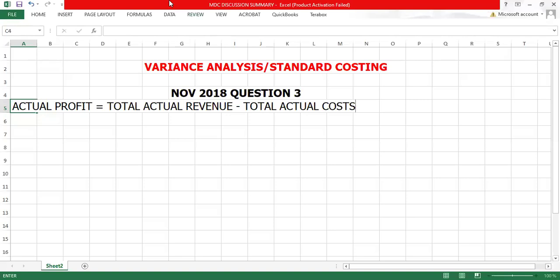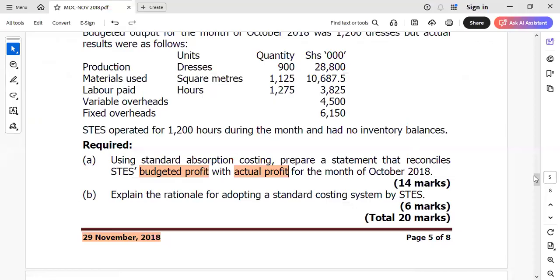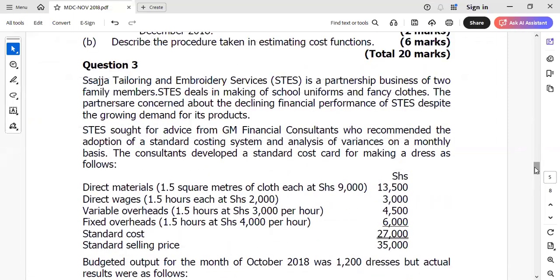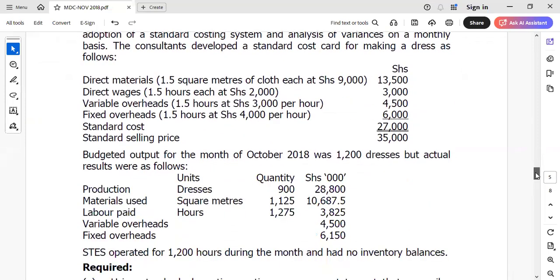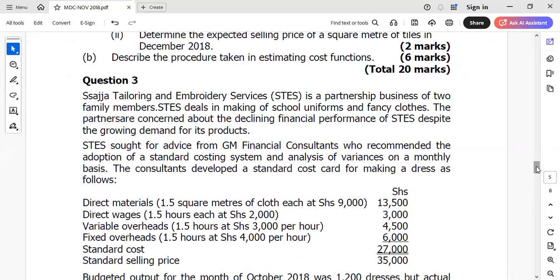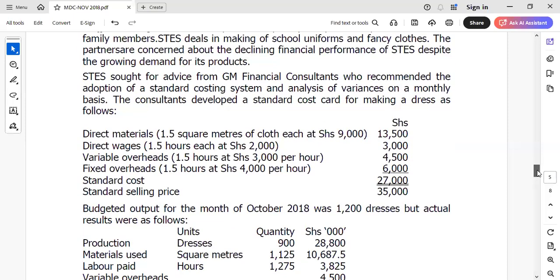And when you observe what you have in the case study, you will always be given information. The information that talks about the budget, and also the information that gives you the actual results. What was budgeted and what is the actual result. For us, at this point, we are interested to know the actual result. You have the company, and you have the standard cost card.